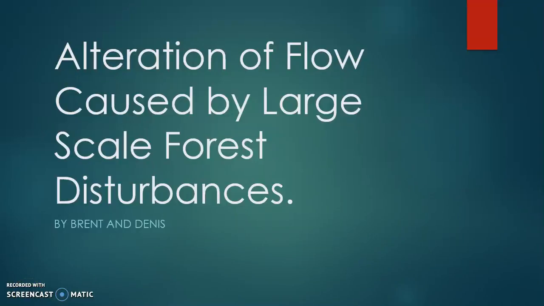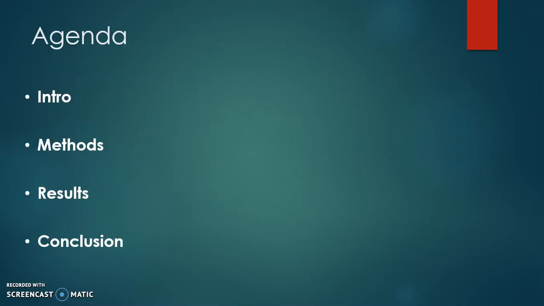The article we decided to summarize is called Alteration of Flow Regimes Caused by Large-Scale Forest Disturbances, a case study from a large watershed in the interior of British Columbia, Canada, by Mingfeng Zhang and Zhao Wei. We're going to summarize by talking about methods and how the data was collected, the results that they found, and the conclusion and significance of their findings.